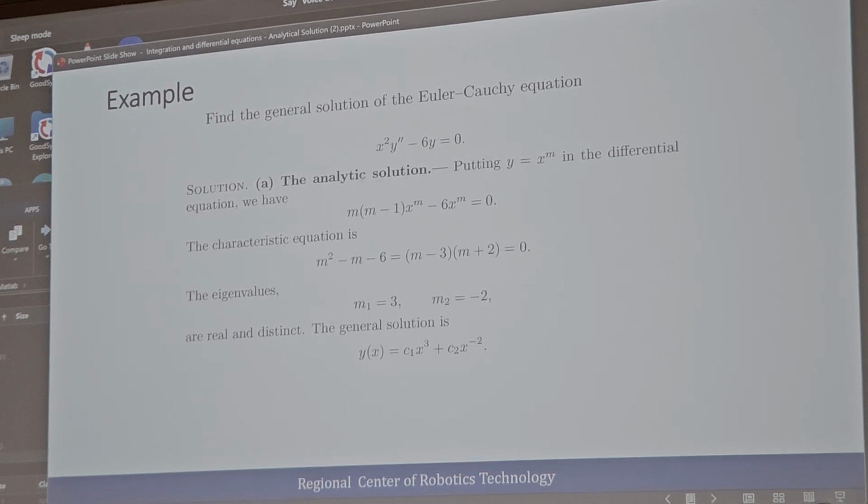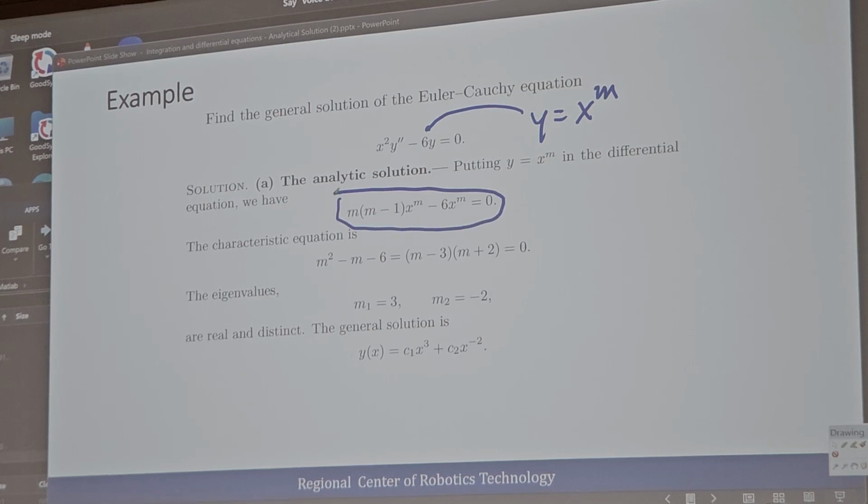Now find the general solution for this one. First of all, you substitute y equal to x to the n, and substitute into the equation. You obtain this characteristic equation, and so your solution will be this one. Look at this one, it's unstable anyway.